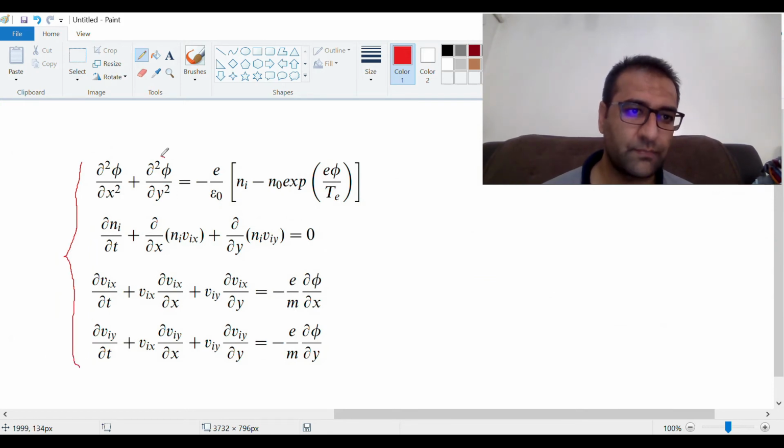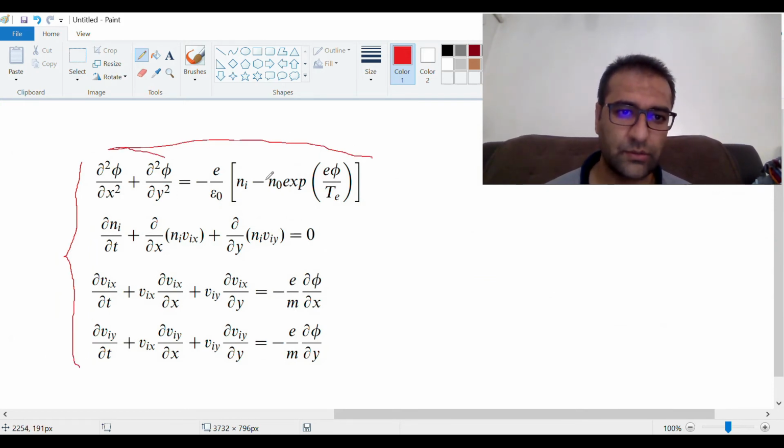This one is the Poisson equation, and we substitute this Boltzmann equation here. We will only consider 2 components, the x direction and the y direction. And this is the momentum transfer equation. This is the i component of the momentum transfer equation, and this will be the j component, or y component, of the momentum transfer equation.